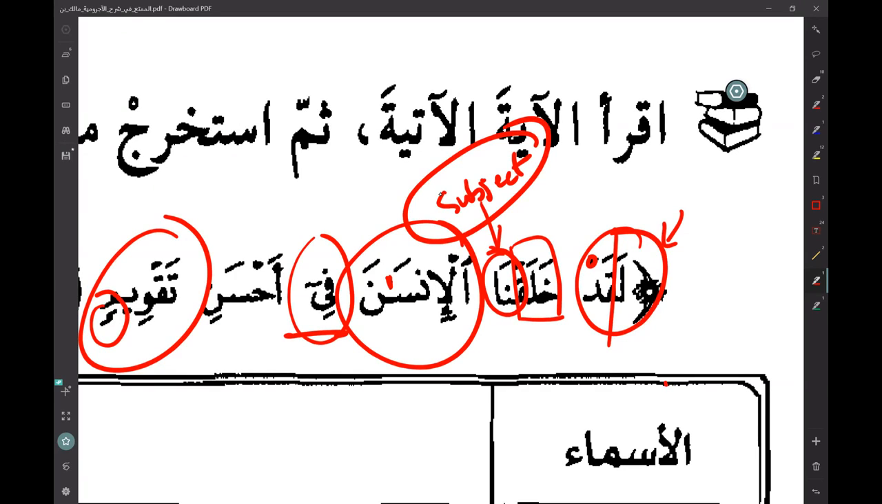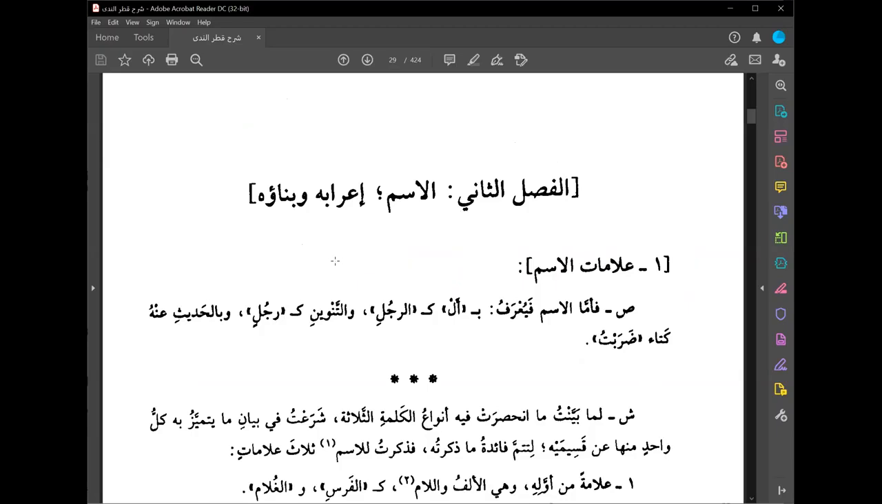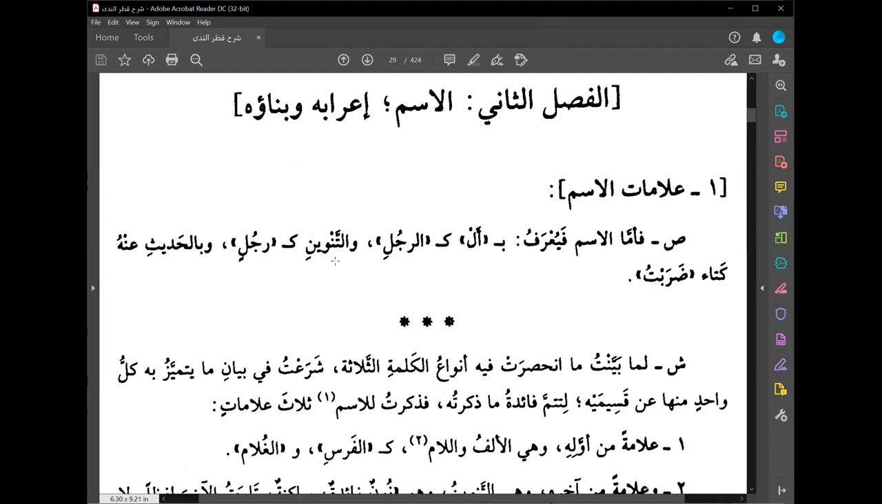The point was, is there any way we can identify it, right? And the tools that we had from the Ajrumiyyah weren't sufficient. Then I mentioned something about musnad ilayhi, but then I went to the Qatr al-Nada. I like the term that he used. I think it is quite simple and easy to understand. So I'm just going to quickly show you. So this is from Qatr al-Nada. Here in the Qatr al-Nada, as you can see, he mentioned the alama.